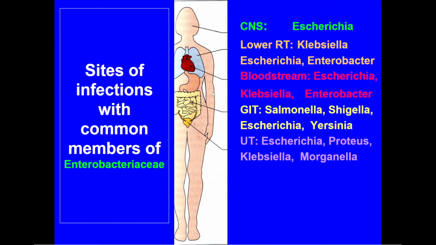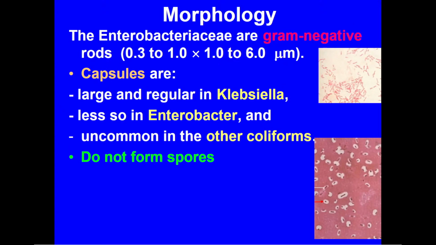The pioneers of gut infections are Salmonella, Shigella, Escherichia, and Yersinia. Urinary tract infections can also be a result of Escherichia, Proteus, Klebsiella, and Morganella infections. Okay? Almost any system can be infected by them.